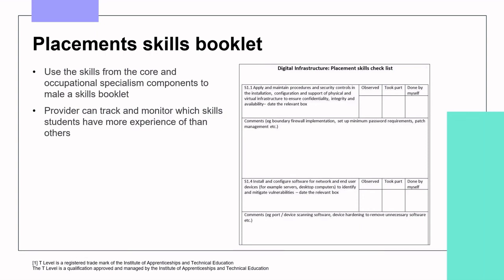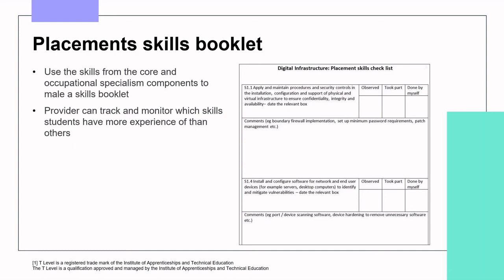When it comes to the placement, one thing you may want to consider using is a skills booklet to monitor the student's development of certain specification content. This way you can get an idea of the strong areas amongst your students. Now, on screen there is an example of what this booklet might look like. And what I've used is the skills that are given in the digital infrastructure occupational specialism content. But this can also be done for any of the other occupational specialisms as well. This can even be done with the core content too.